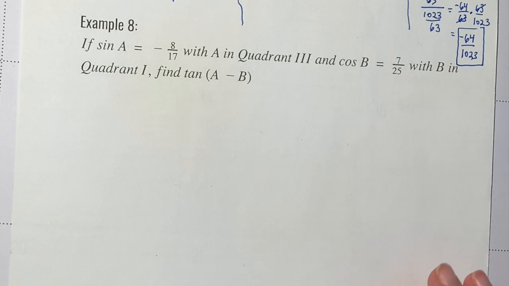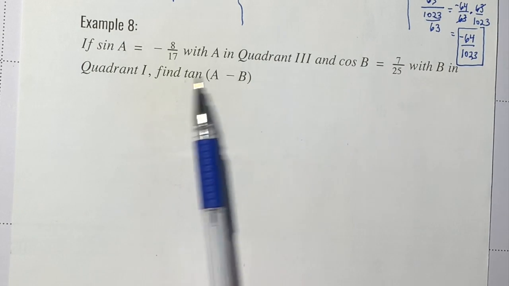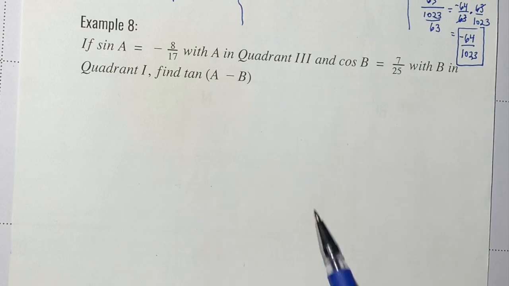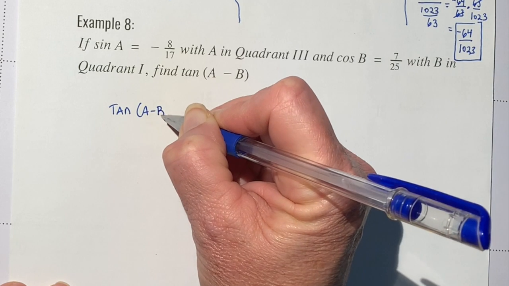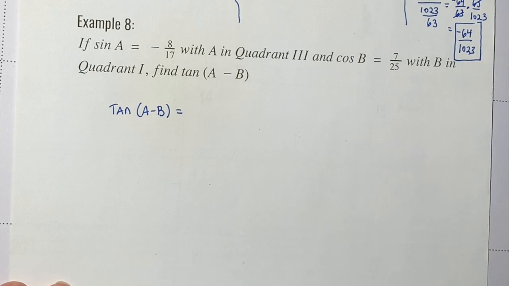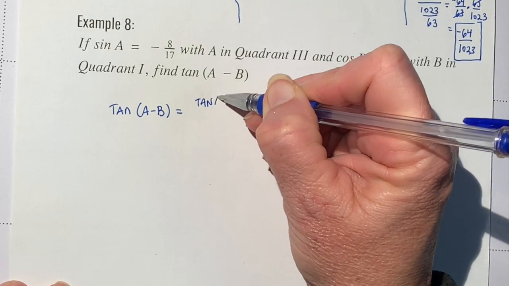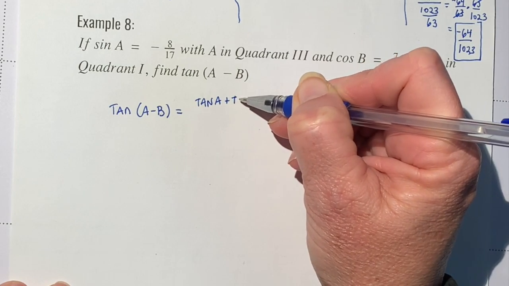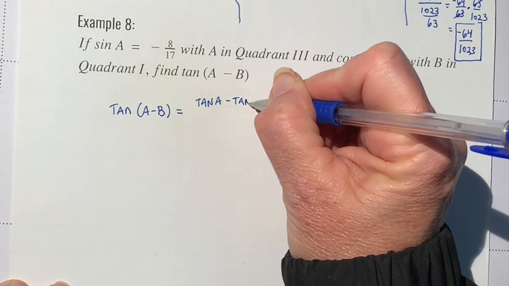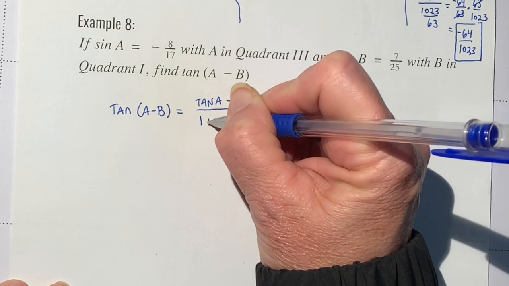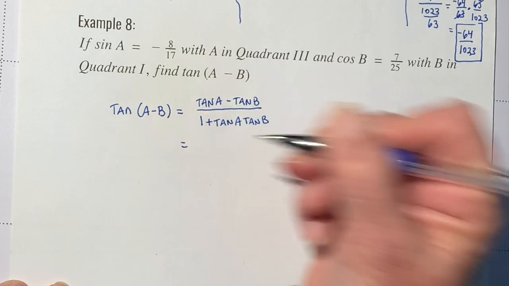All right, last example. Example 8. So kind of just like example 7, this time we don't have to do quite as much work though. Only have to find the tangent this time. All right, so let's see. The tangent of A minus B equals, straight from the formula, the tangent of angle A minus the tangent of angle B, over 1 plus tangent of angle A times tangent of angle B.